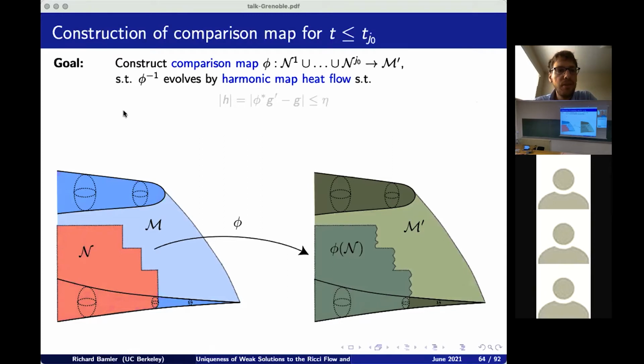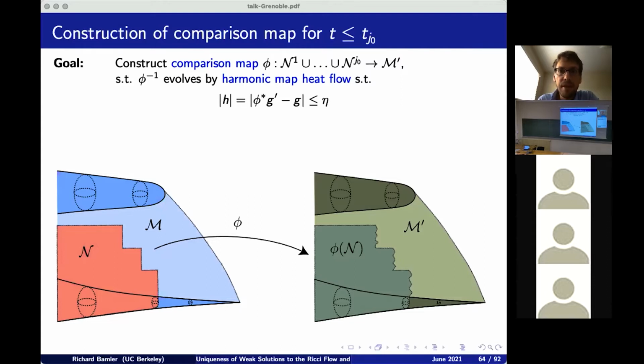And what we need to do now is decide how to construct a map phi from N into M prime, such that the inverse of this map evolves by harmonic map heat flow, and such that this map is 1 plus eta bi-Lipschitz, meaning that this corresponding perturbation is small.